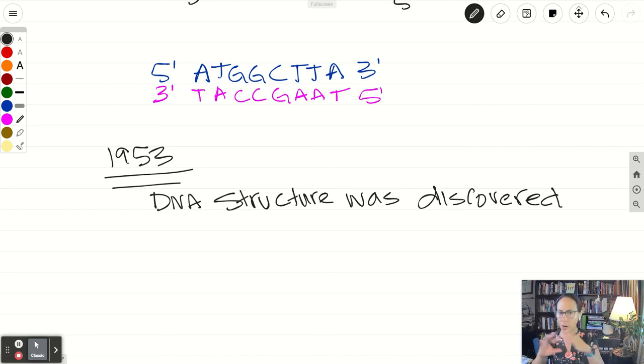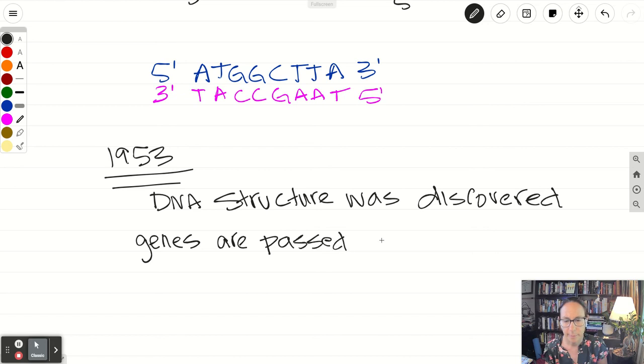And so it took a long time, but people finally figured out that it was the DNA being passed down from the parent to the offspring. Okay. And these traits were being passed down in the form of genes. Okay. So let me write that down. Genes are passed down from parent to offspring.